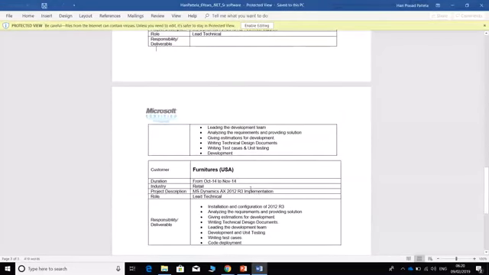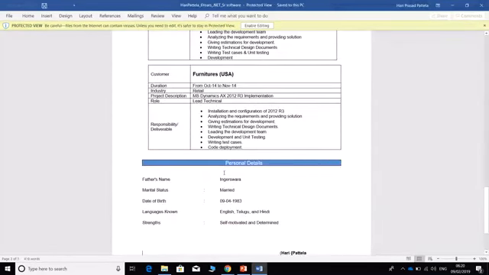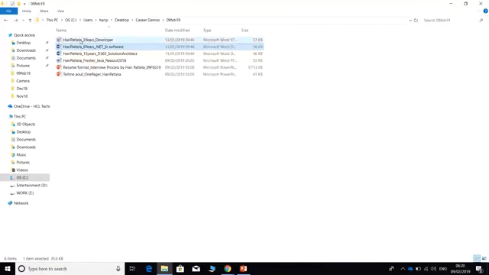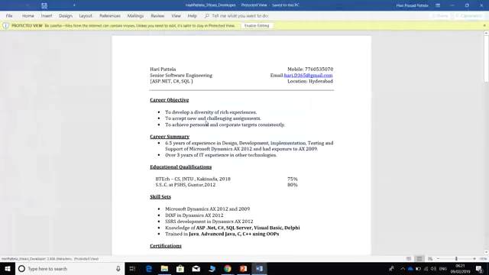Yeah, and this is about the client, what the client is, what is the domain, industry, and what your roles and responsibilities are. You call out like this, and this is another format. So whatever format you use, it doesn't matter.